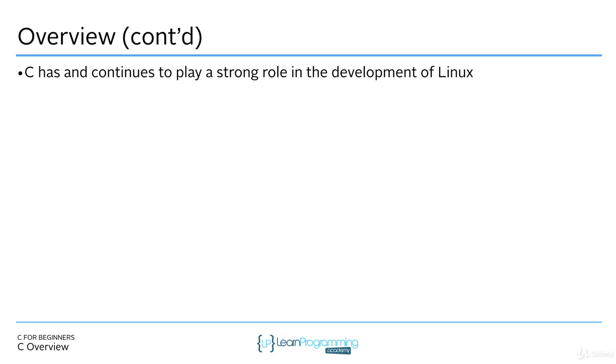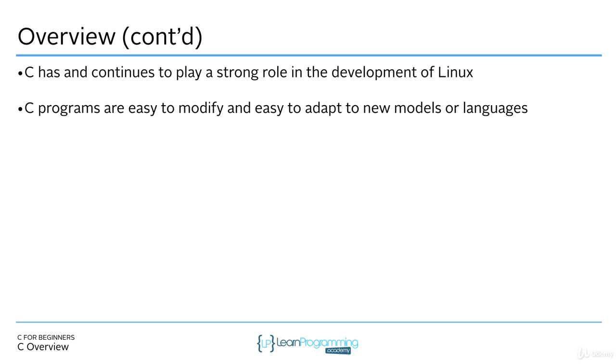It's used a lot. It's the basis for the Mac operating system, Macintosh. And C has a big role in the writing of that operating system. So again, another important reason why you want to learn this language. I mentioned earlier C programs are high level, and that means they're more or less easy to modify and easy to adapt to new models or languages.